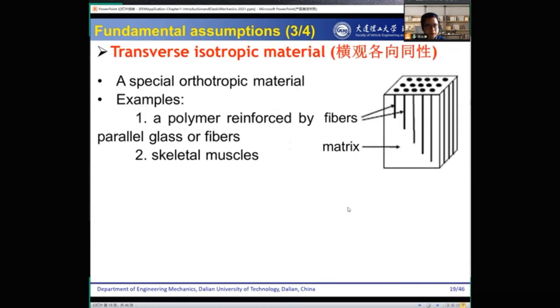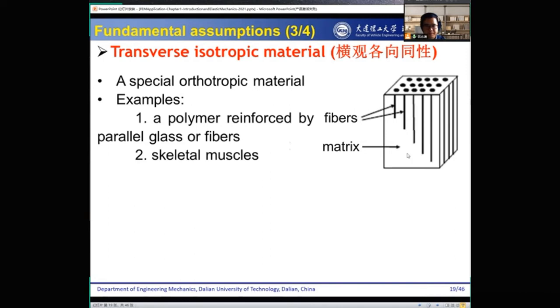Another type of material is the transverse isotropic material. This material is also very common and is widely used in engineering problems. For example, we have this object composed of two parts, the matrix and the fibers. A real example of this material is skeletal muscle. We all have muscle. In muscle, we have the fibers, and we have the base matrix. So it's a typical transverse isotropic material.